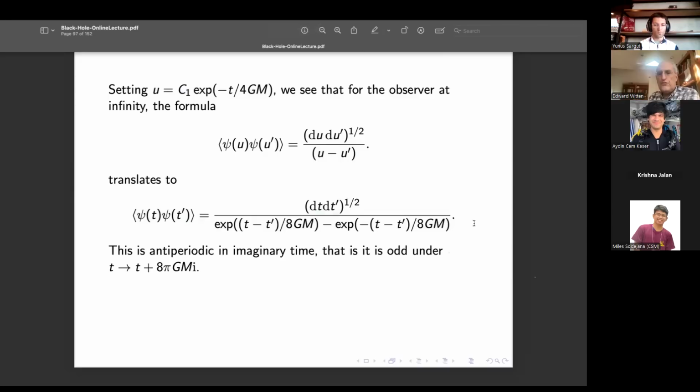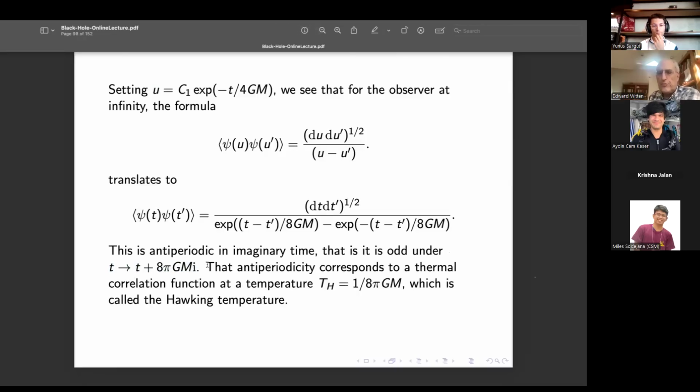And you'll notice that this answer is anti-periodic in imaginary time. It's odd under t going to t plus 8 pi GM times i, being the square root of minus 1. Well, it's anti-periodic because I assumed fermions with a singularity with the power of 1. For bosons, we would have gotten something periodic in imaginary time with the same period.